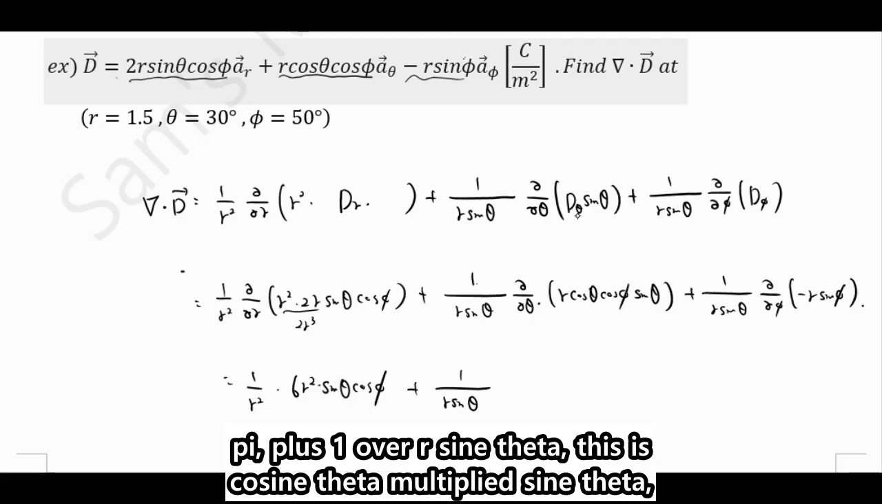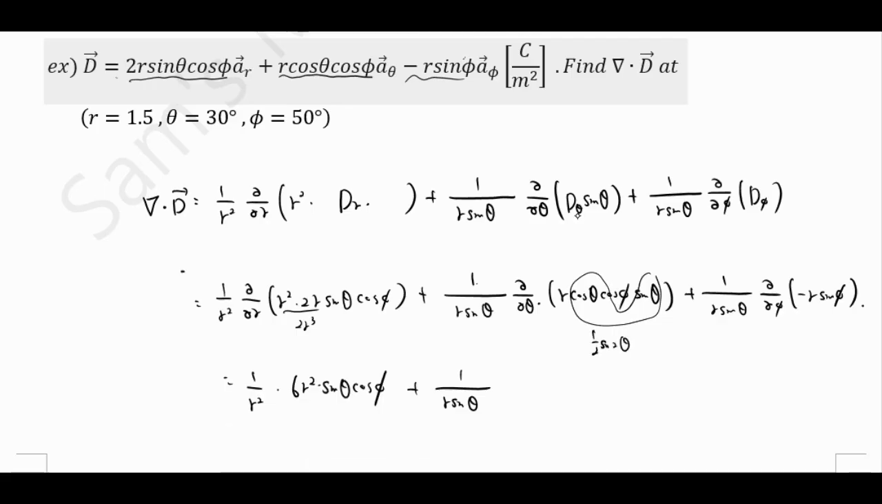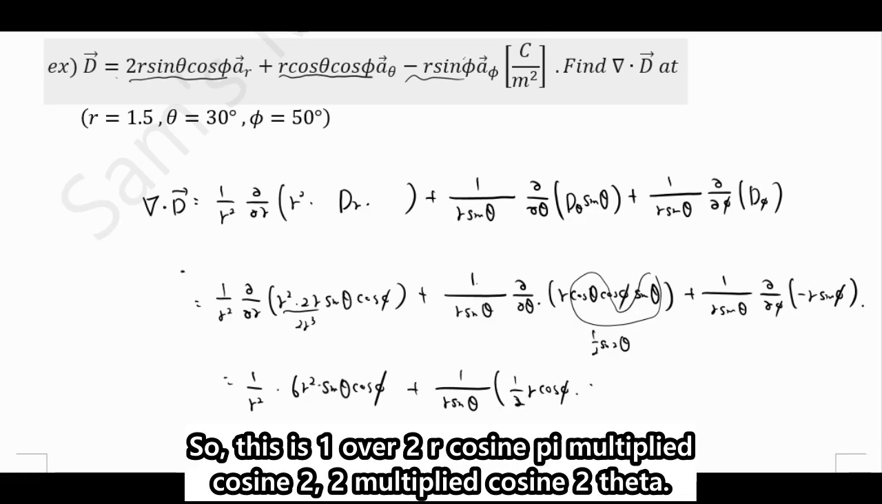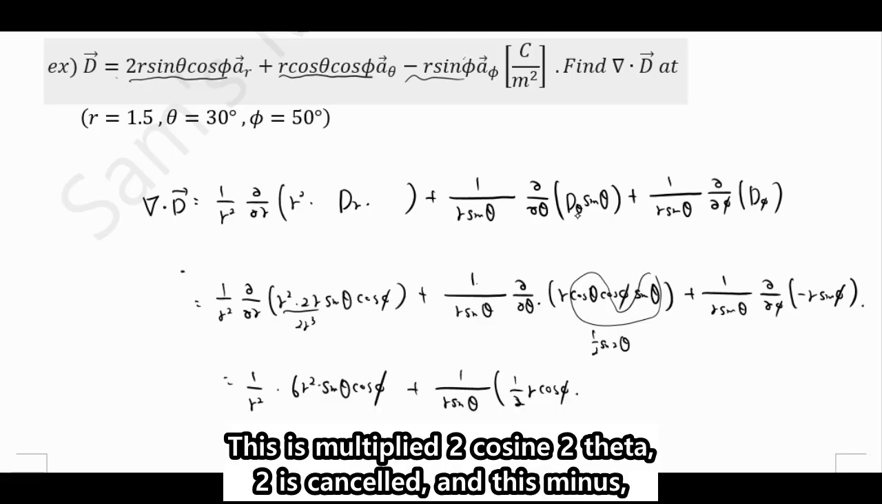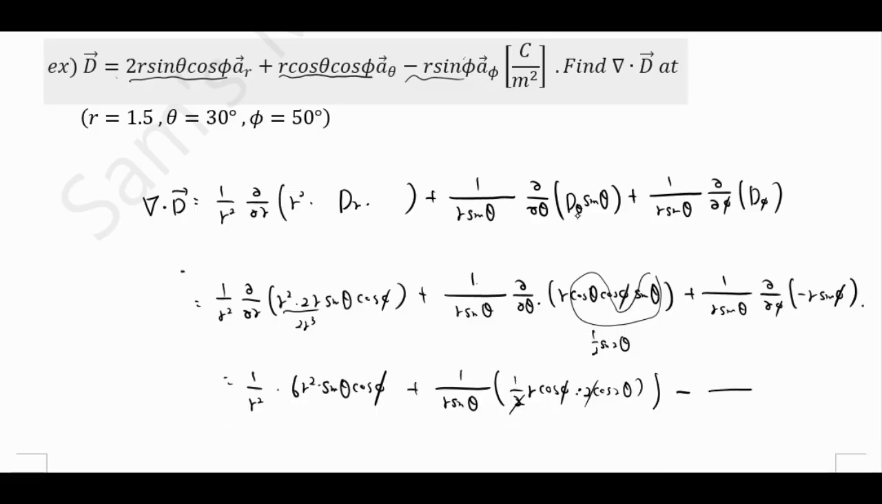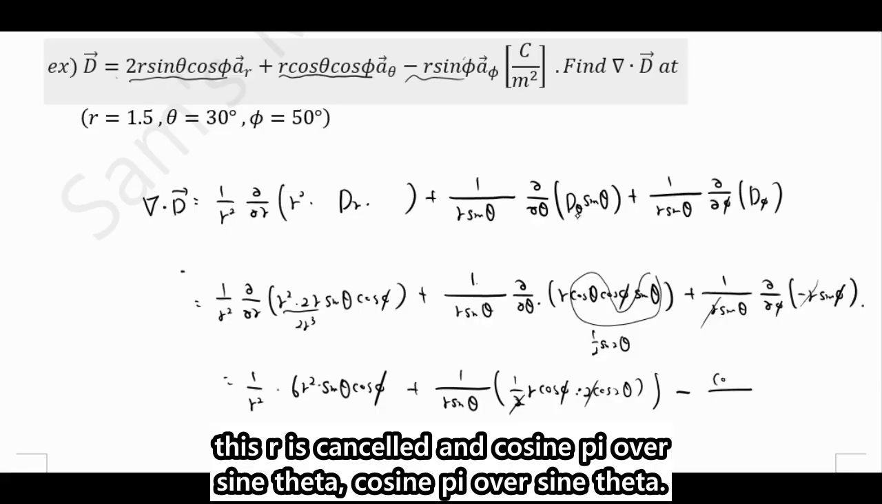This is cosine theta multiplied by sine theta, which is 1 over 2 sine 2 theta. So this is 1 over 2r, cosine phi, multiplied by 2 cosine 2 theta. So the 2 is cancelled, and it's minus... this r is cancelled, and cosine phi over sine theta, cosine phi over sine theta.